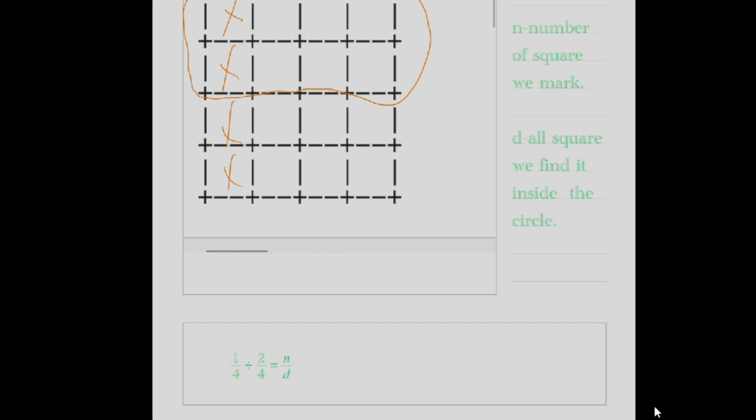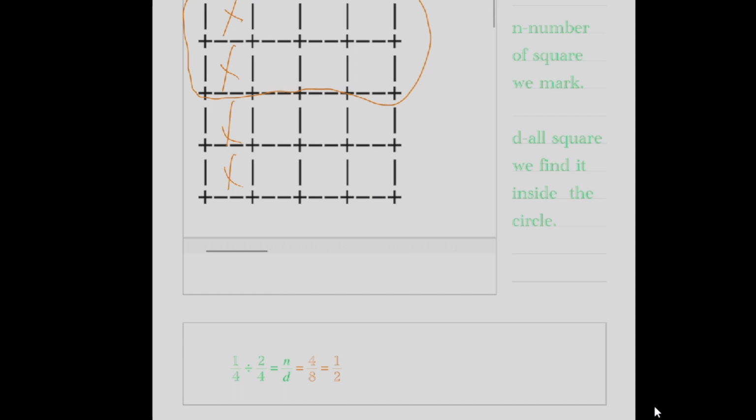The number of squares we marked is our answer for the numerator. And all the squares we find inside the circle are our answer for the denominator. If you check again, you count 1, 2, 3, 4. We have 4 squares marked. And inside the circle, you count every square: 1, 2, 3, 4, 5, 6, 7, 8. The numerator will be 4 and the denominator will be 8. I'll write it down. It will be equal to 4 over 8, and that will be equal to 1 over 2.